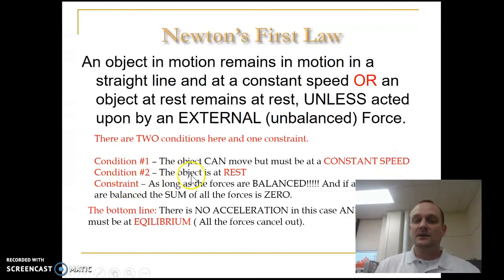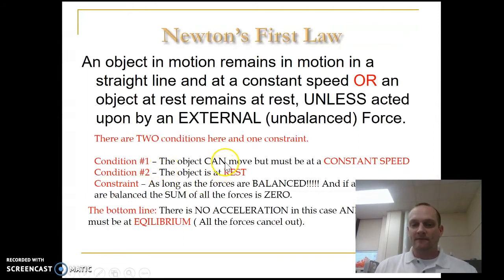The second condition: the object could also be at rest. If the object's at rest, Newton's first law applies. Now the constraint to this is as long as the forces are balanced, and if all the forces are balanced, the sum of the forces is zero. So it's not that there's no force acting on the object, but that all the forces acting on the object have to be balanced. If it's balanced, then it's in one of these conditions. It's either moving at constant speed or the object's at rest.